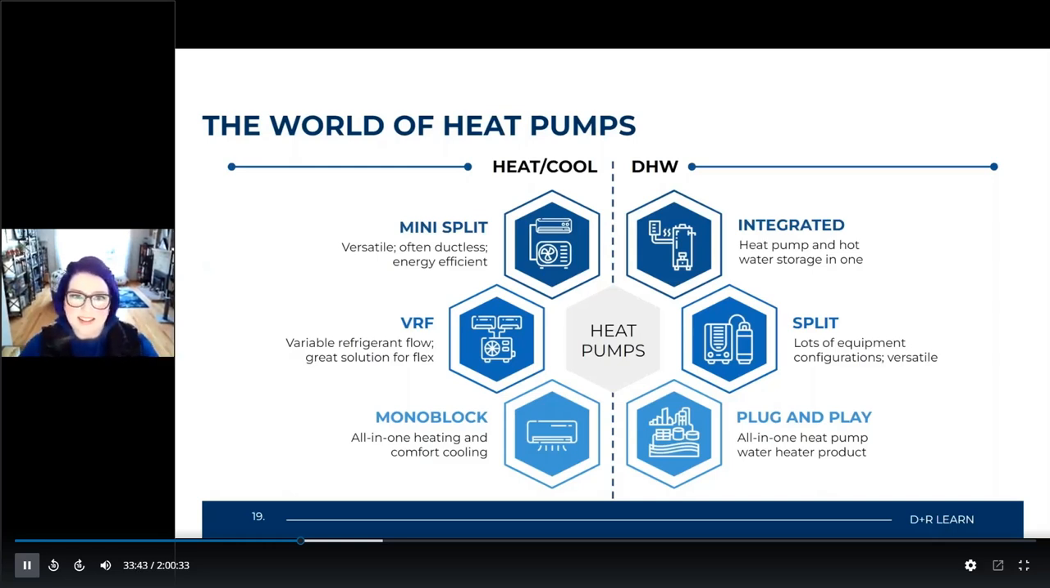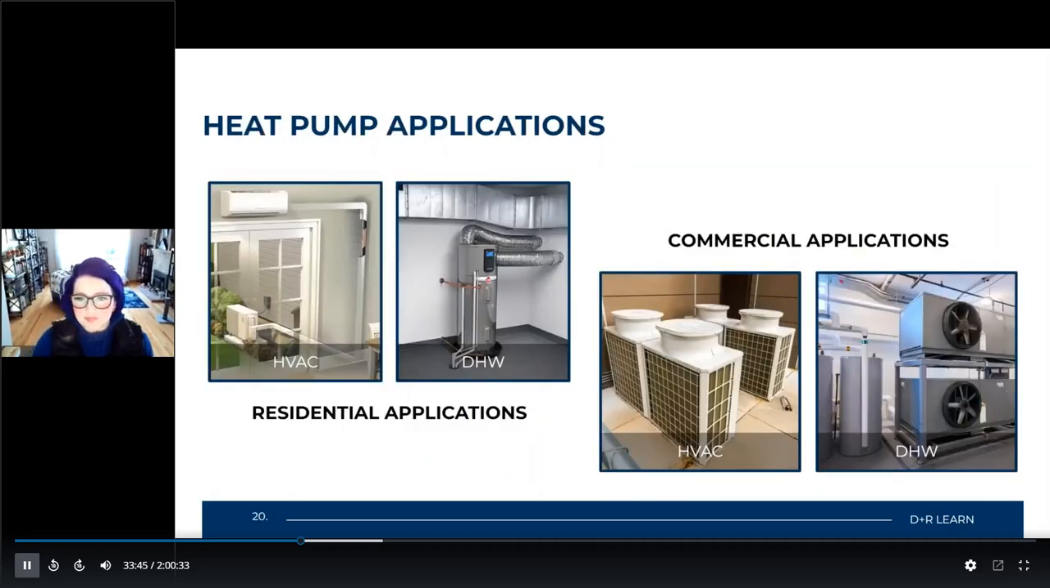All right, one more, Lester. So speaking of which, this is just to represent it. So you know we have comfort heating and cooling, domestic hot water. We also have residential applications, commercial applications, and then somewhere in this fuzzy ground in between, we have multifamily applications.